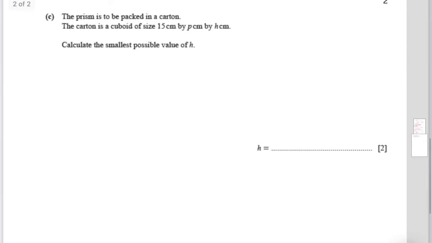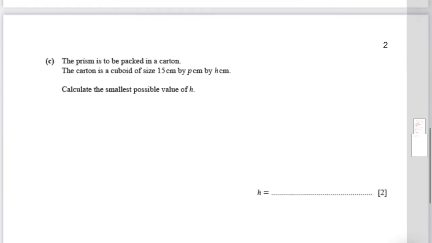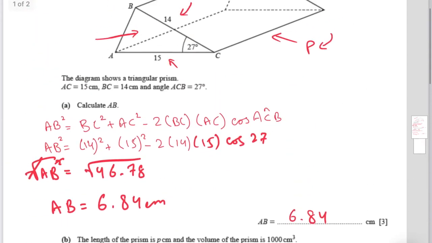The last part says the prism is to be packed in a carton. The carton is a cuboid of size 15 centimeters by P centimeters by H centimeters. Calculate the smallest possible value of H. Okay, I've highlighted the keywords. Now they've asked us to find the smallest possible value of H, but neither did they specify that H is the height or the length or whatever it is. So we just look at the diagram for once.